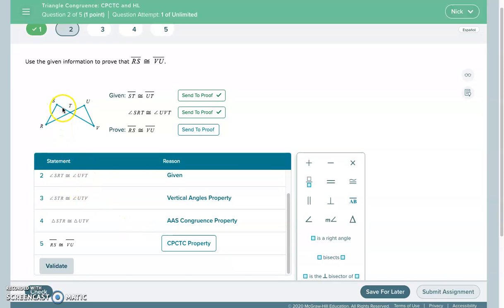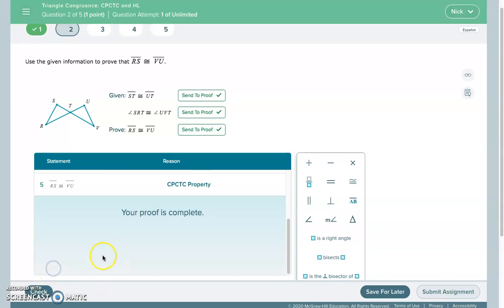What that means is if I've proved these triangles are congruent, all the parts are congruent. So all 6 angles, all 6 sides match something. Since I know these are congruent, I can say RS is congruent to VU because they're corresponding parts. If you flipped this over, they would land in the same place, so they're corresponding. Since they are corresponding and the triangles are congruent, those have to be congruent as well.